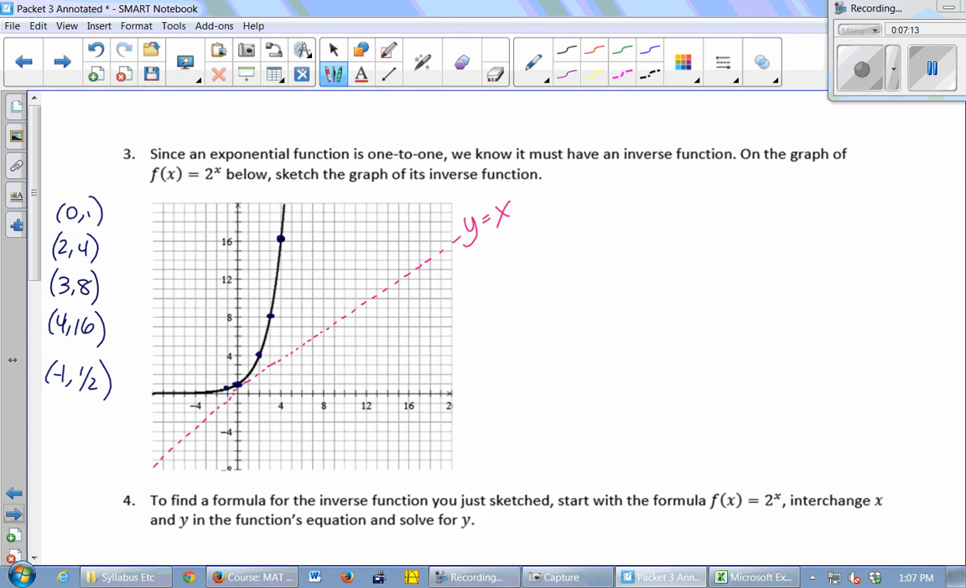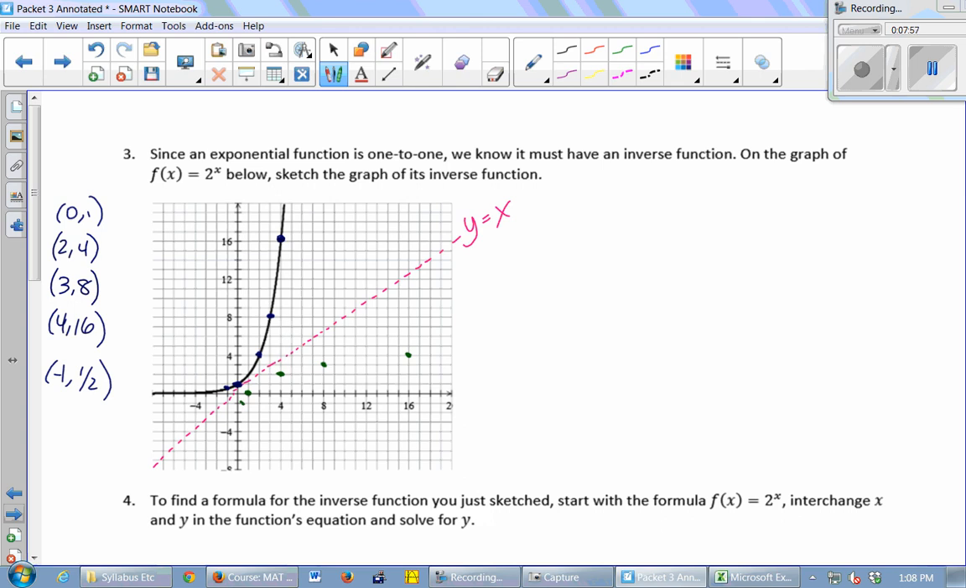Turn the page. Okay, so now if I want to try to plot the inverse, I'm going to just reverse all of these coordinates. Instead of 0, 1, I'm going to plot the point 1, 0. So that's going to land right there. And then instead of 2, 4, I'm going to plot 4, 2. And instead of 3, 8, 8, 3. And instead of 4, 16, 16, 4. And instead of -1, a half, I'm going to plot 1/2, -1, just like right there.